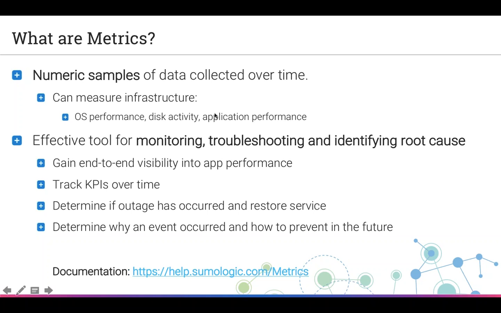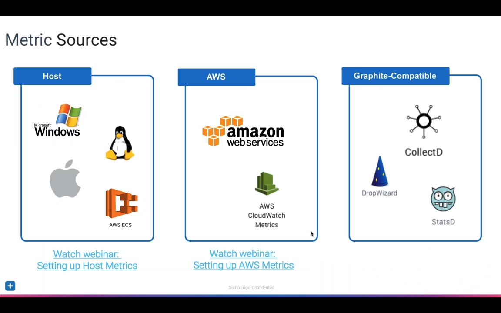Here are a few examples of how you can use your metrics. You can use them to gain visibility into your app performance. You can start tracking your KPIs over time. Two of my favorite ones are down here. You can use metrics to determine if an outage has occurred and how to restore service. But I like this one down at the bottom. You can use metrics to determine why an event has occurred, and more importantly, how to prevent it in the future. So I think most of you here probably are already using graphite metrics, so I won't convince you about metrics themselves and the value of them, but let's talk a little bit about how to get them into Sumo.